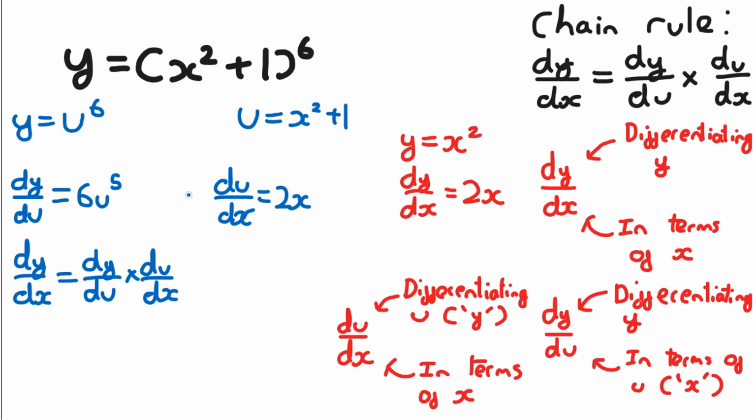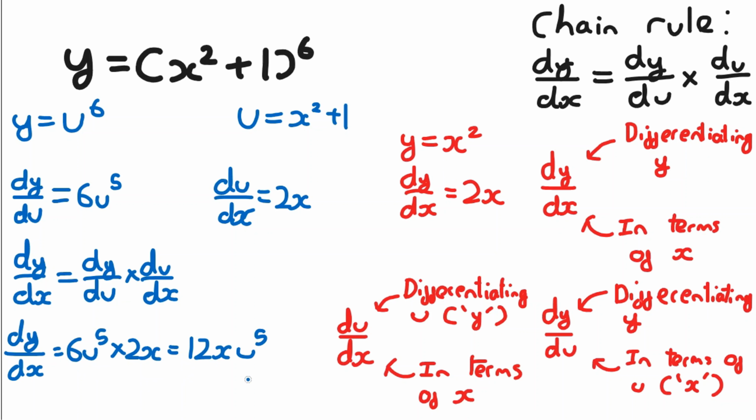Now, the chain rule is that dy over dx is equal to dy over du times du over dx. So therefore, dy over dx is equal to dy over du, which is 6u to the power of 5, times du over dx, which is 2x. And this can be simplified to 6 times 2 is 12, so it's 12x u to the power of 5.